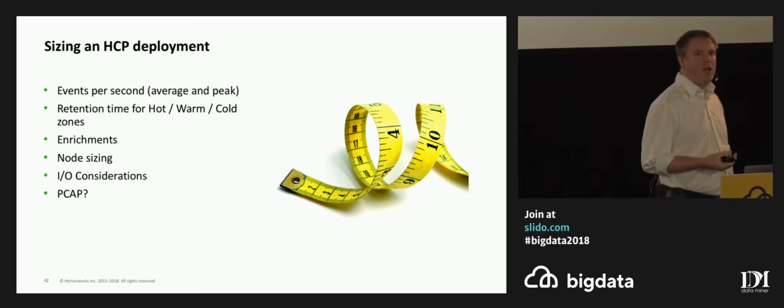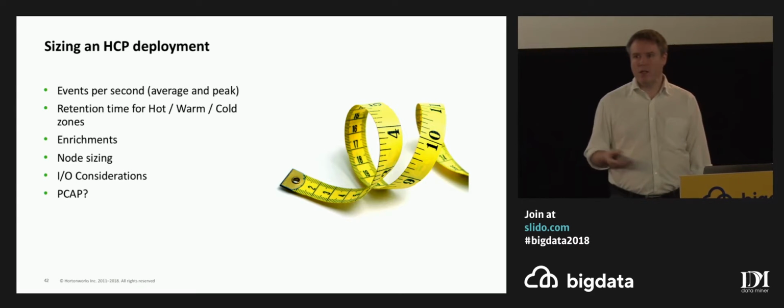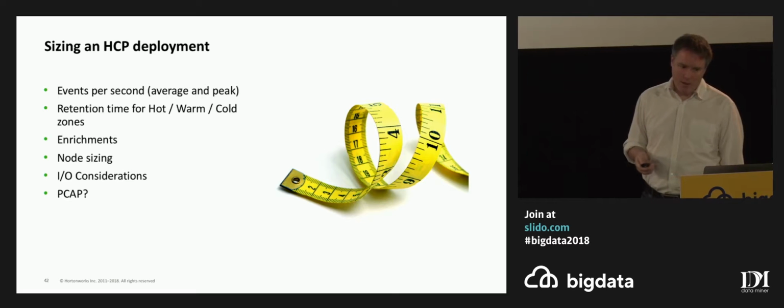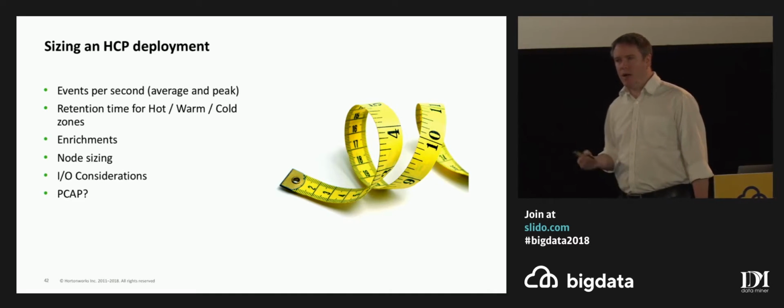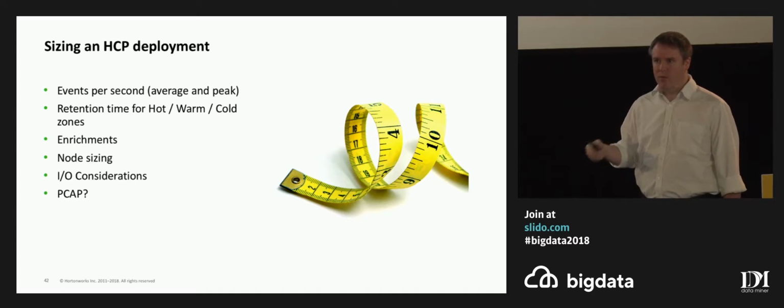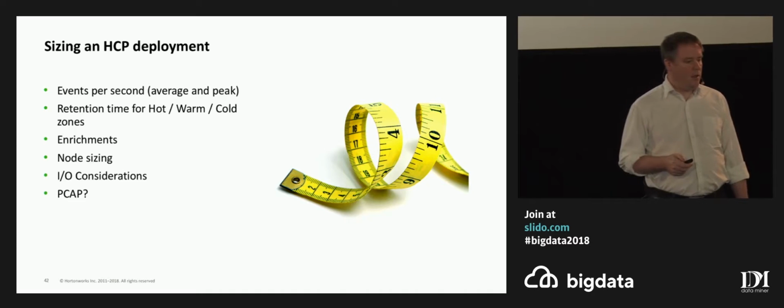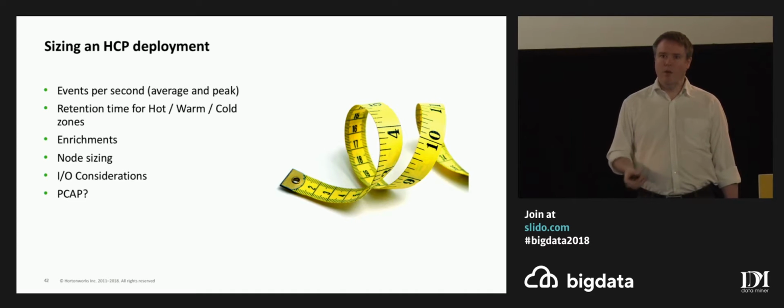So what does your retention time want to be for the different, as I call them, layers: the hot, warm and cold layers? We'll see a bit more about those later. How many enrichments are you adding to each and every event? Because each enrichment just increases the size of that event ever so slightly. And how are you going to size your nodes between the hot, the warm and the cold layers?